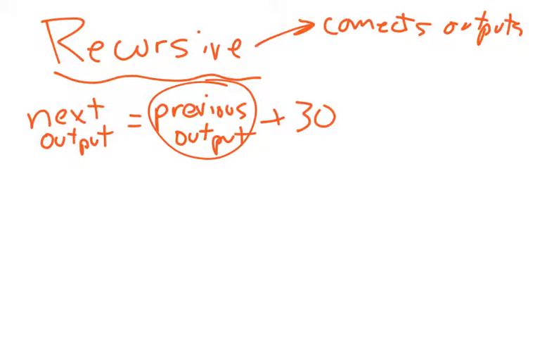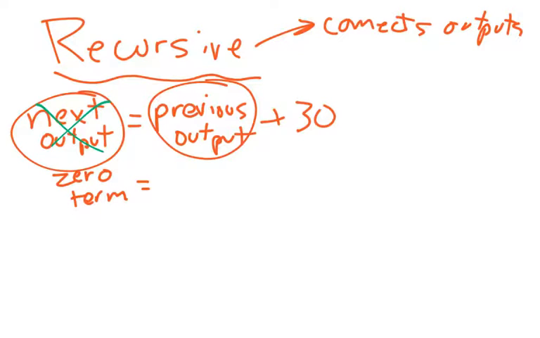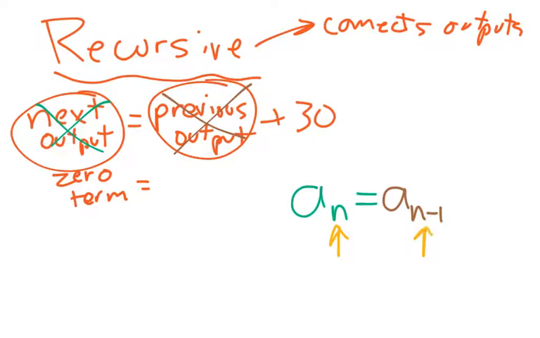Okay, now the other thing we need to know with the recursive was we need to know where that zero output was, that zero term. Now, we don't like to write them out like this, so mathematically speaking, that next output right here becomes a sub n. Then the previous output becomes a sub n minus 1. That n just represents which term they are, and minusing 1 takes it back to the previous term. Okay.